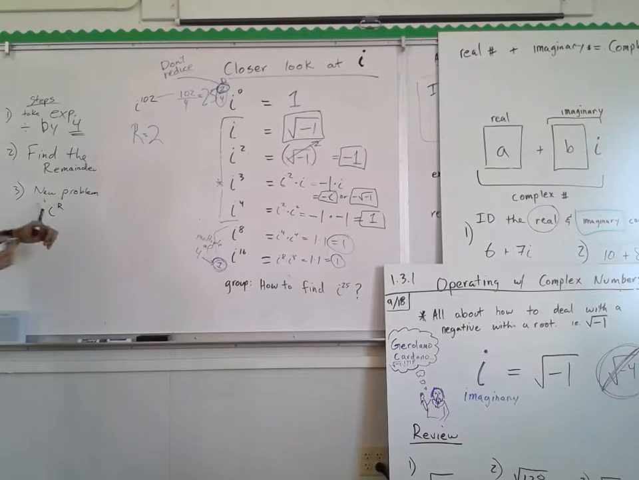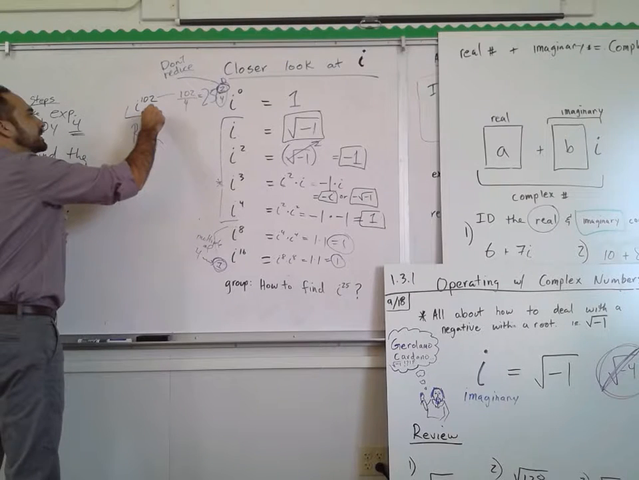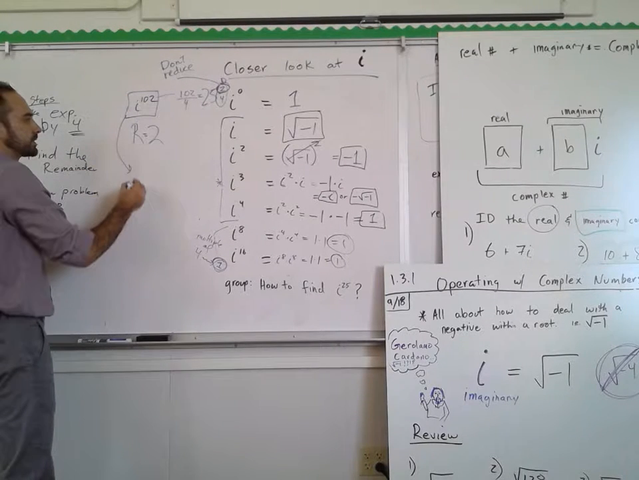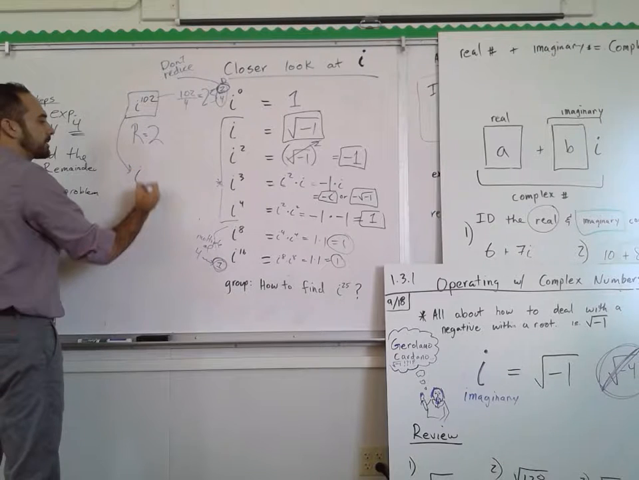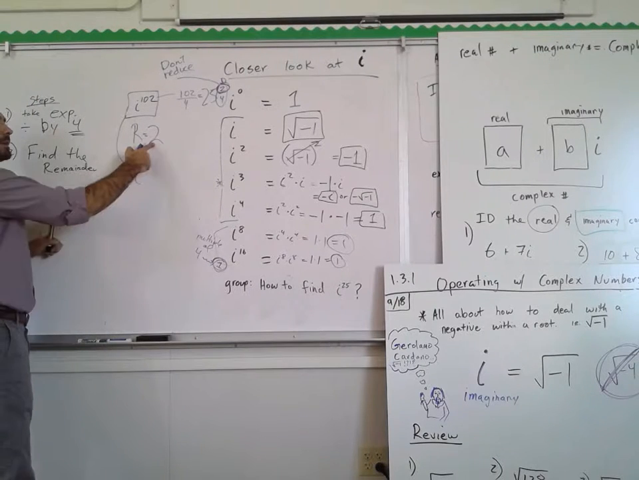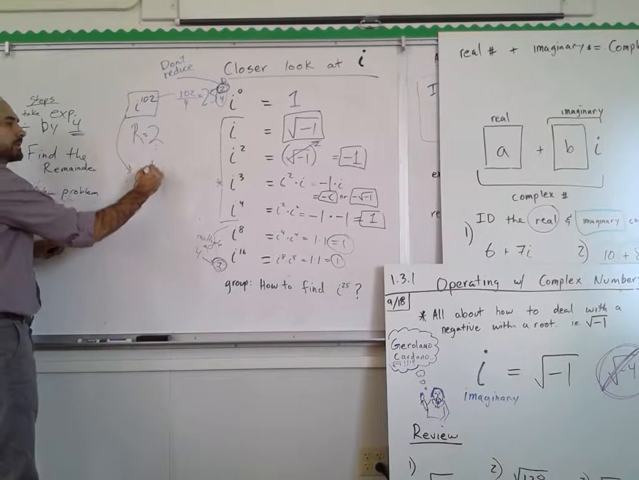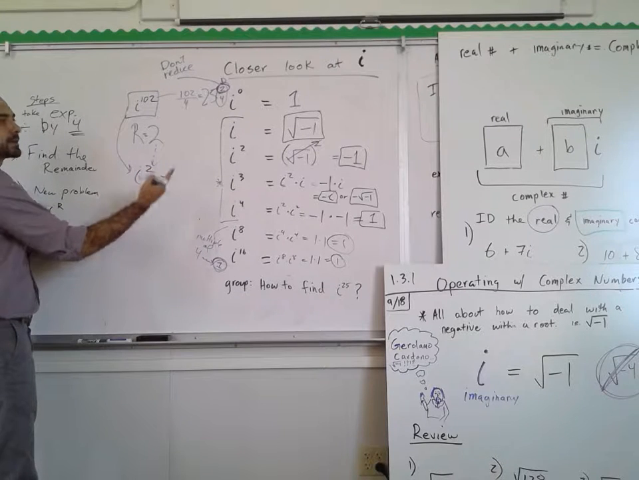Okay, so what do we know? i to the 102 is equal to i to the what power? 2. Whatever the remainder is, bring it down, that's 2. i squared is.